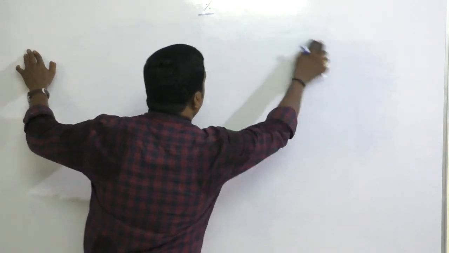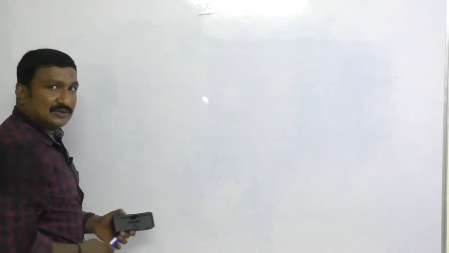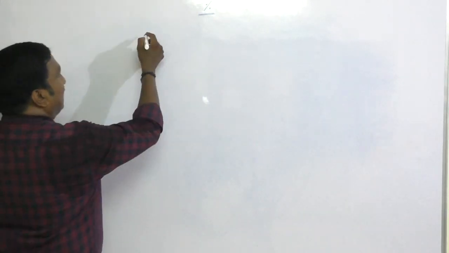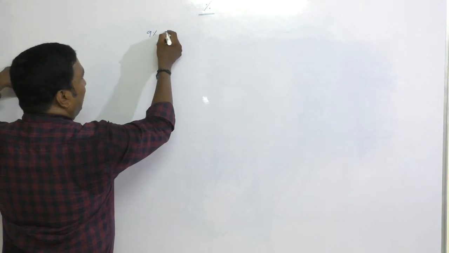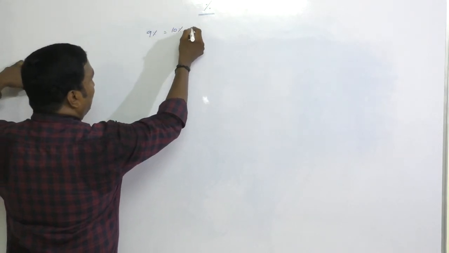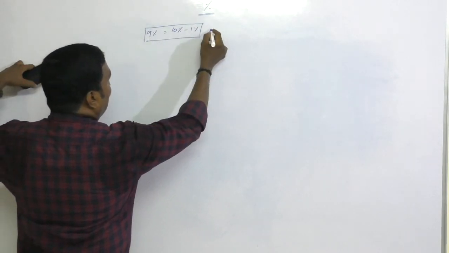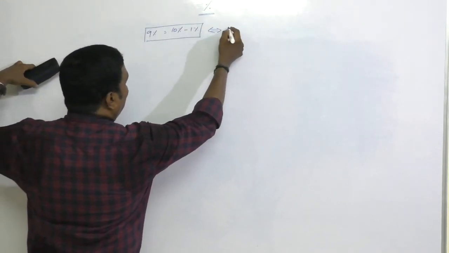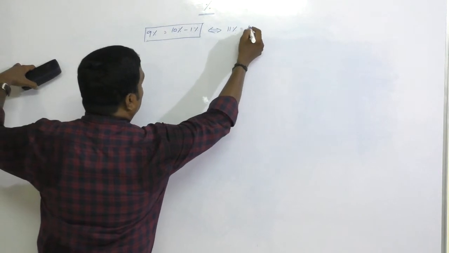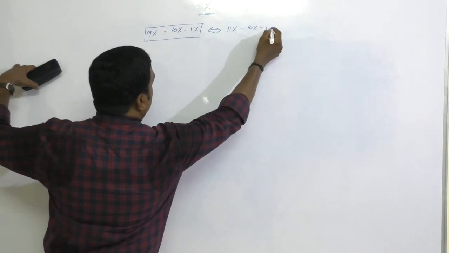So what are those certain values? These are the combination values. So what are the combination values? 9% can be calculated as 10% minus 1%. Similarly, 11% can be calculated as 10% plus 1%.